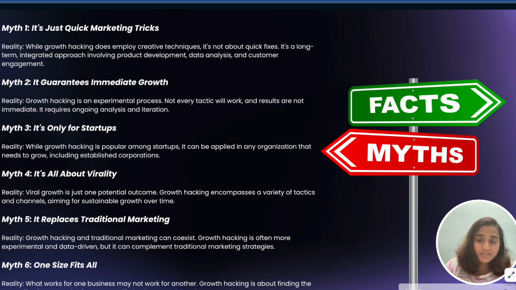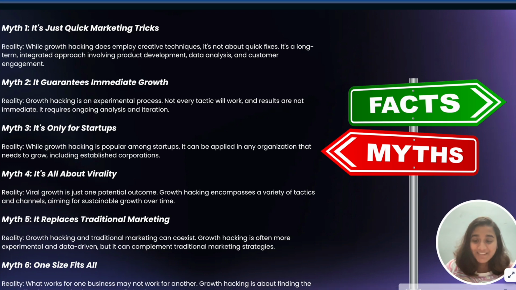But it's marketing. I would say if marketing is here, growth hacking is here. So there are a lot of different things that have to be done in growth hacking. So obviously it cannot replace marketing. Marketing will exist, growth hacking will coexist. So that's something that we have to make clear.